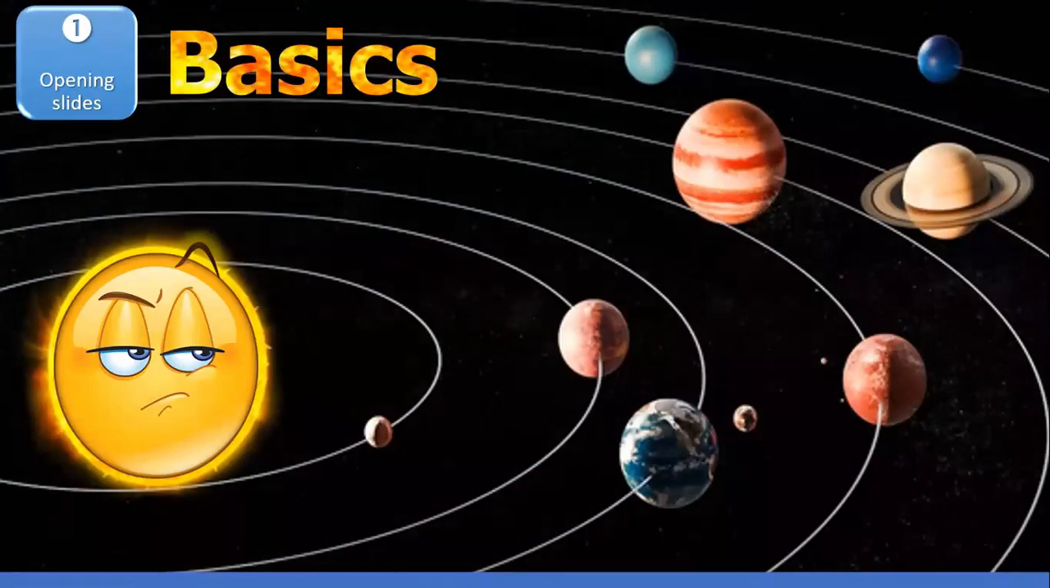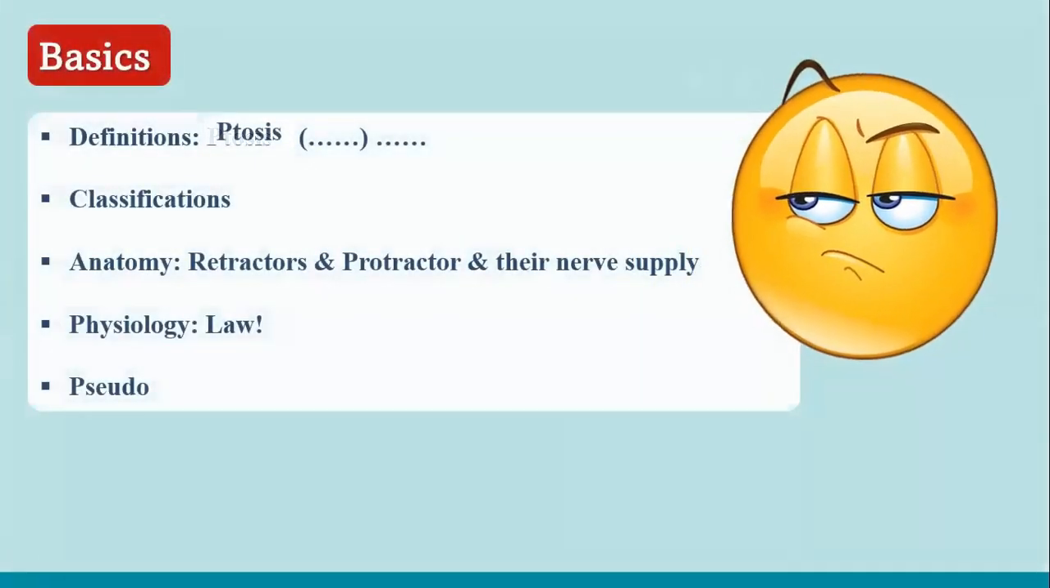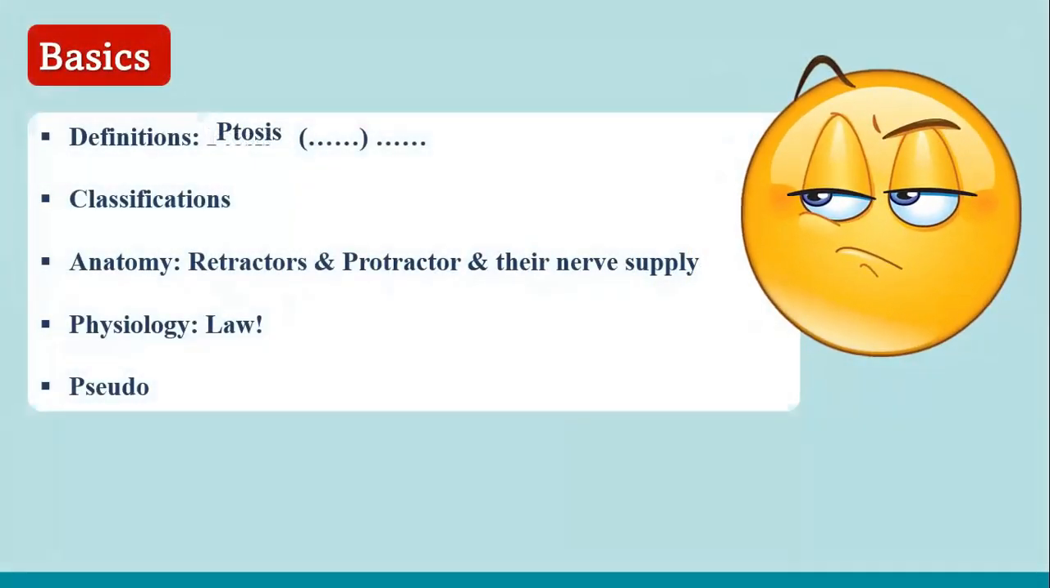There is a common saying that basics are boring. But they are boring only if the whole lecture is all about basics without being connected to clinical application. I'm trying to give a limited amount of basic information and link it to clinical application, because sometimes basics are essential to know. So regarding basics today, we will cover some definitions and classifications of ptosis. Regarding the anatomy, we'll focus on retractors and protractors and their nerve supply. Regarding physiology, we have an important law when it comes to ptosis and also pseudoptosis.